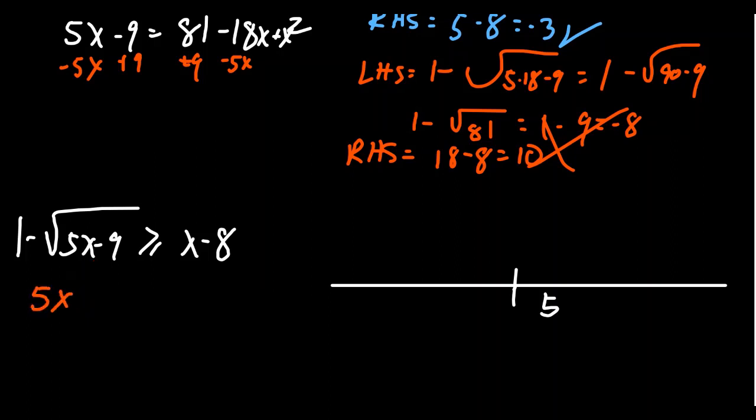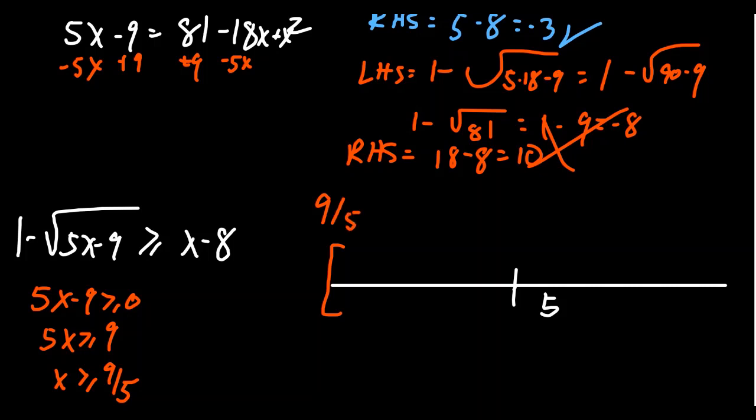So if we take 5x minus 9, set that greater than or equal to 0, which would be the domain of the left-hand side, we get 5x is greater than or equal to 9, or x is greater than or equal to 9/5. So we do also have to include this left boundary point, 9/5, like so. And so in terms of graphing it, that 9/5 does have to be included, right? The left-hand side would be defined at 9/5. It would just equal 1, which is a possibility.